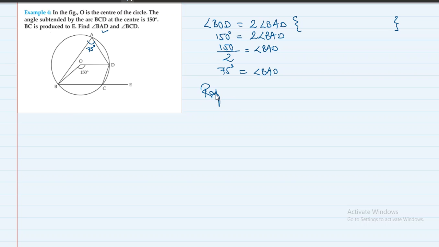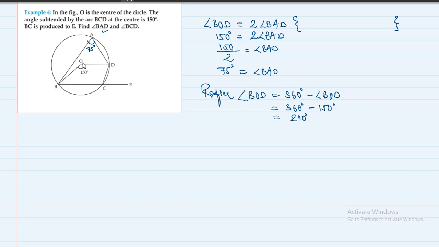नाउ बहुत ईजी है. रिफ्लेक्स, यहाँ पे पता नहीं इसको एक्सटेंड क्यों किया है, क्या कंफ्यूजन क्रिएट करने की कोशिश कर रहे हैं लोग, मुझे समझ में नहीं आ रहा है. ओके, रिफ्लेक्स एंगल BOD इज इक्वल टू 360 माइनस एंगल BOD. दैट इज 360 माइनस BOD कितना है? 150. 360 माइनस 150 कितना है?